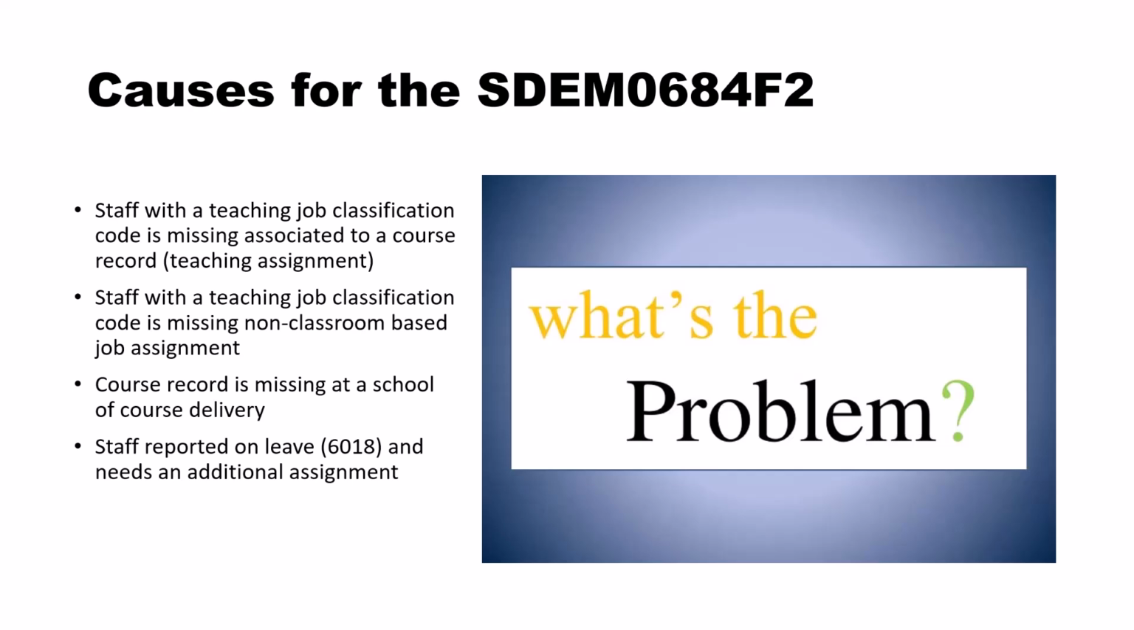Another cause that may trigger this error: the course record is missing at the school of course delivery. Maybe we have an itinerant teacher at multiple schools. We've identified them with staff assignment at multiple schools, and one of the schools does not have course records reported.